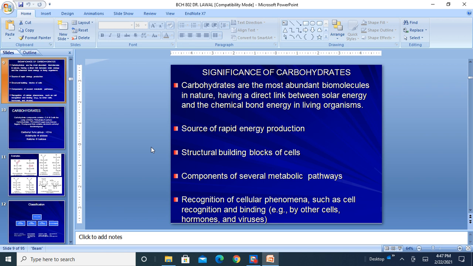Some of these carbohydrates are also recognition molecules. They are there for cell-to-cell binding. They form part of the signal molecules that would be recognized on the surface of different cells.